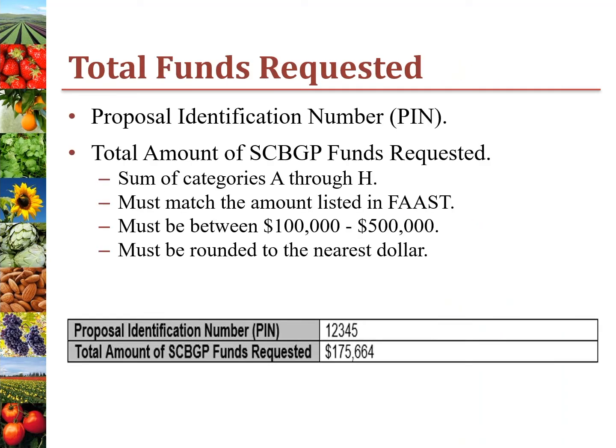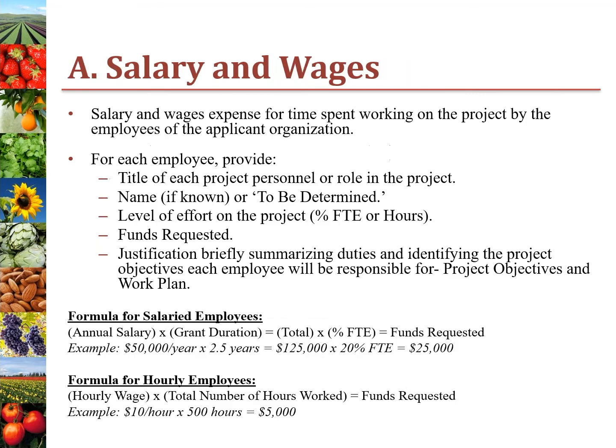At the top of the budget narrative, enter the proposal identification number, or PIN, assigned to your project in FAST, and the total amount of SCBGP funds requested for your project. As mentioned, this is the sum of the budget narrative categories A through H and should match the amount listed under funds requested in FAST. Please be sure that the total amount requested is within the allowable range and rounded to the nearest dollar.